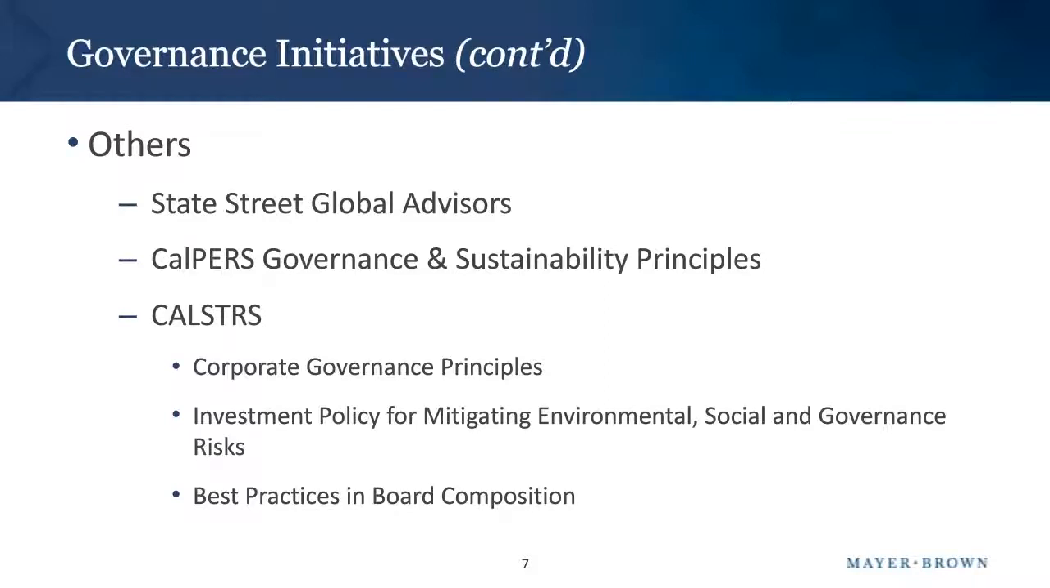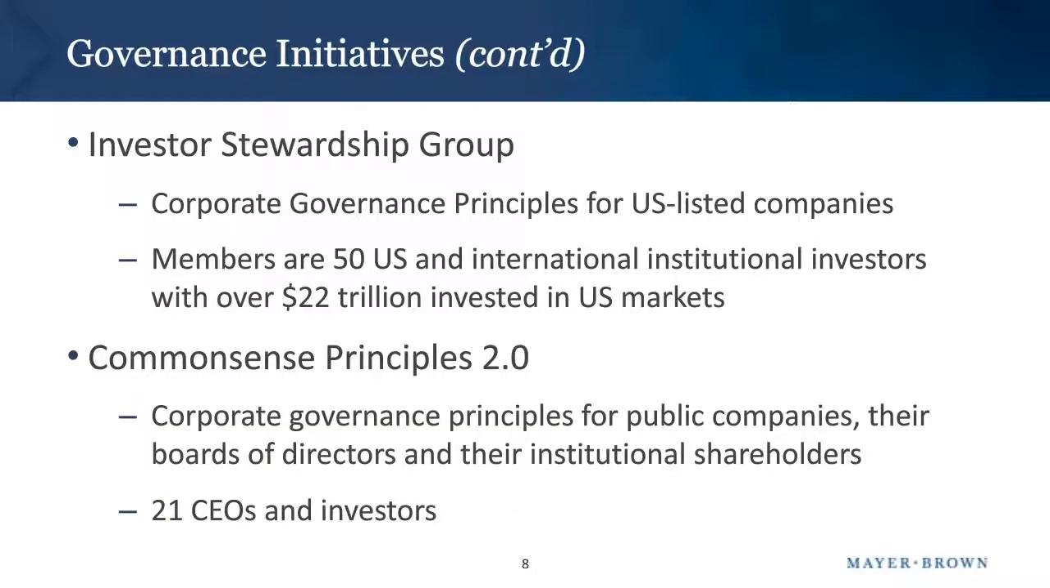We've got State Street Global Advisors, CalPERS, CalSTRS, the Investor Stewardship Group, which has a set of corporate governance principles for U.S.-listed companies, and the most recent Common Sense Principles 2.0, which just came out in the last week, and are a set of corporate governance principles that were signed on to by 21 CEOs, including those from GM, Dow DuPont, Berkshire Hathaway, and JP Morgan Chase, and institutional investors such as State Street, Vanguard, and T. Rowe Price. You can find information about all of these examples and others that might be reflective of your shareholder base just by searching on the internet. And that will give you some really helpful guidance.